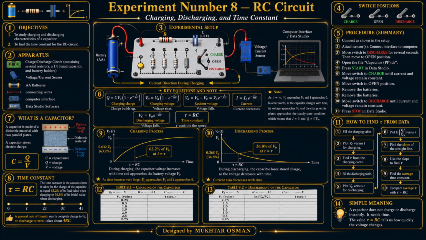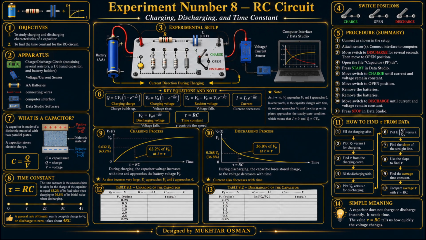9. Charging process. Vertical axis, VC of t; horizontal axis, time; final voltage V0. At tau equals RC, the capacitor reaches 0.632 V0, which is 63.2% of V0. During charging, the capacitor voltage increases with time and approaches the battery voltage V0. As time becomes very large, VC approaches V0 and I approaches 0.